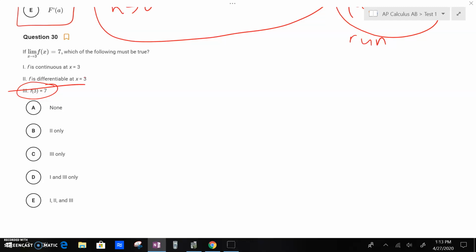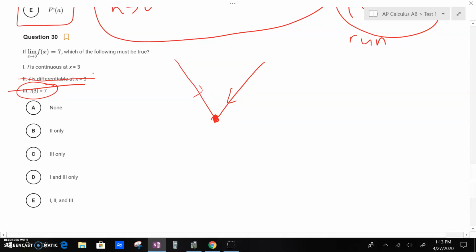Let's see, let's try differentiable next. So do we have to be differentiable at 3 for a limit to exist? We definitely don't, because if you think about an absolute value spike or a cusp, that could be the spot where you're approaching the same value from the left and from the right. So the limit exists, the limit's sitting down there happy and existent, but the derivative does not exist. So that's a counterexample. So it does not have to be true.